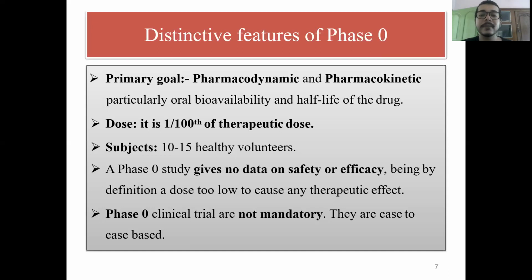It gives no data about safety or efficacy, being by definition a low dose below therapeutic effect. So it is not giving any data on safety and efficacy, but it is giving data on whether it is having any therapeutic effect at low dose or not. That's what it is showing. Phase 0 clinical trials are not mandatory, as I said, and are just case to case based. So it's completely up to you whether you want to opt for it or not.